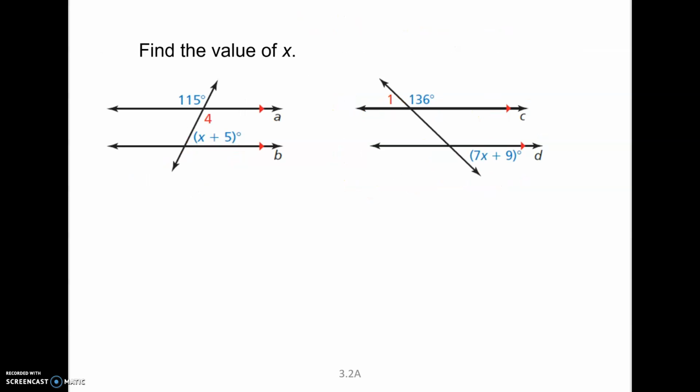Okay, now we're going to do some algebra. Okay, so this is using your knowledge of your different types of angles to find out the missing value. So it says find the value of x, okay? And I've numbered some different angles in here to kind of give you a hint on where to go. So use the numbered angles to help you.